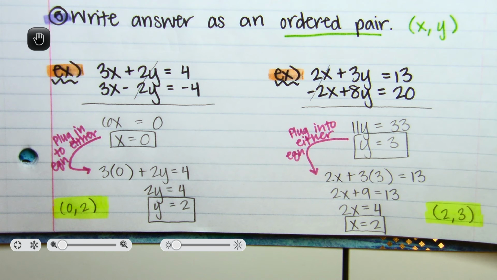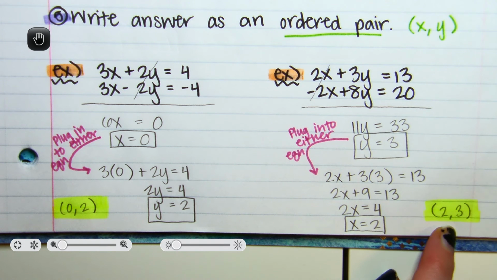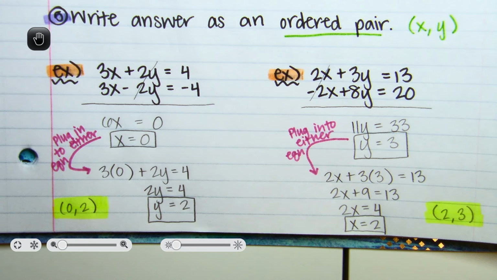If you chose to plug it into the second equation instead, you should have still gotten 2 as your answer. Because remember, saying that this coordinate point is the answer means it works in both equations. It is true in both equations. So it doesn't matter which one you pick to plug it back into.